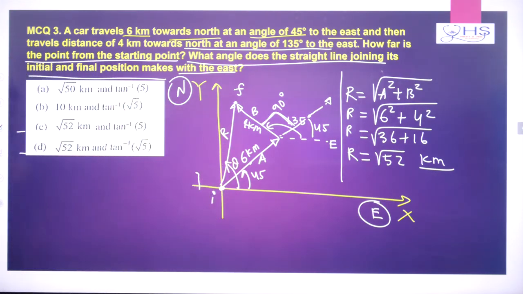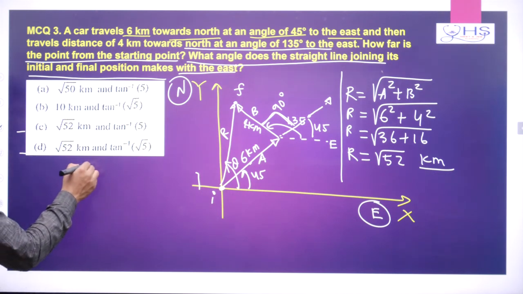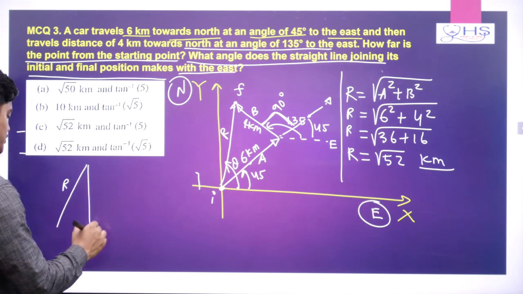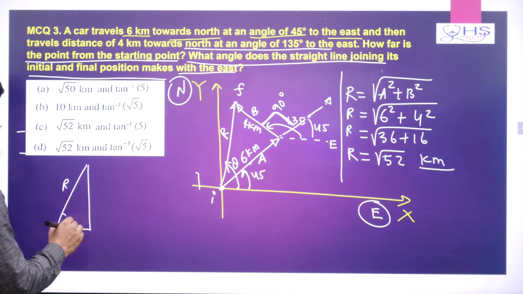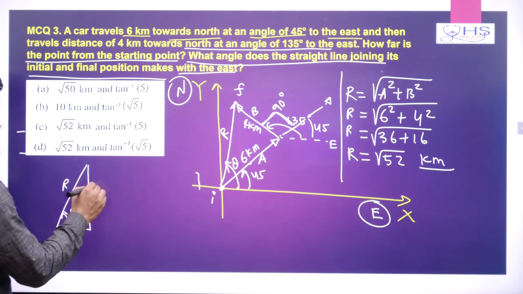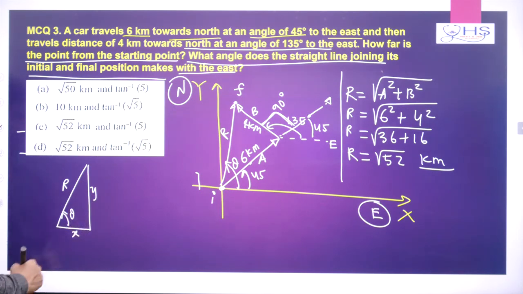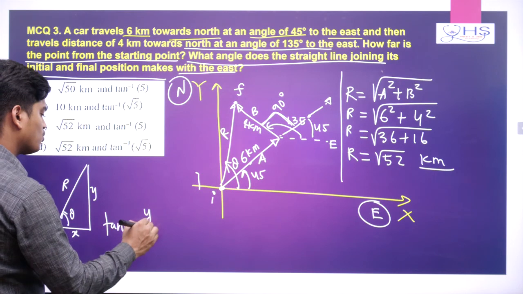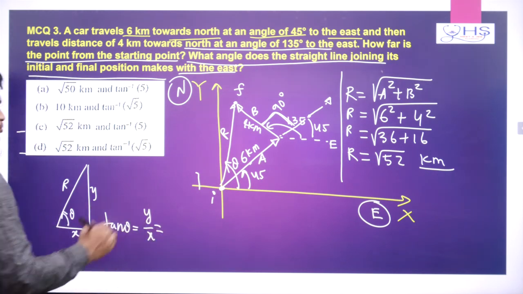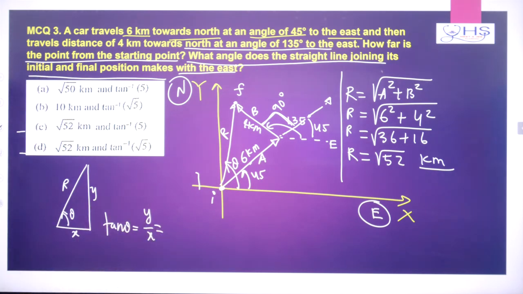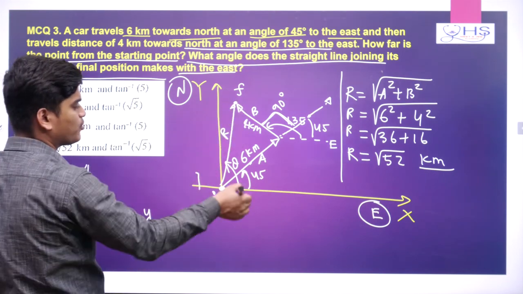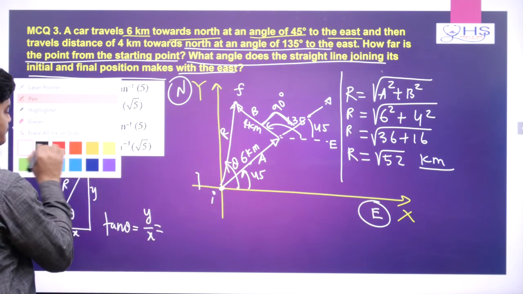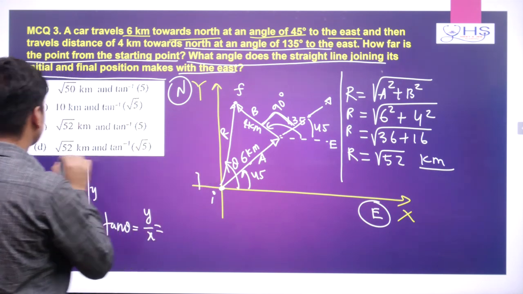How to find that angle? Now you take this R vector this way, and suppose this angle is theta. Suppose this is your y and this is your x. Now tan theta is nothing but y by x. Now you need to find this y, that means the total vertical distance.